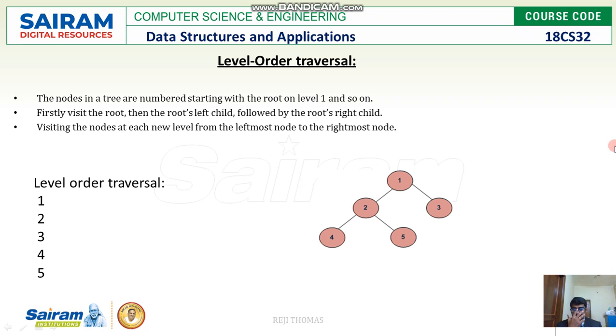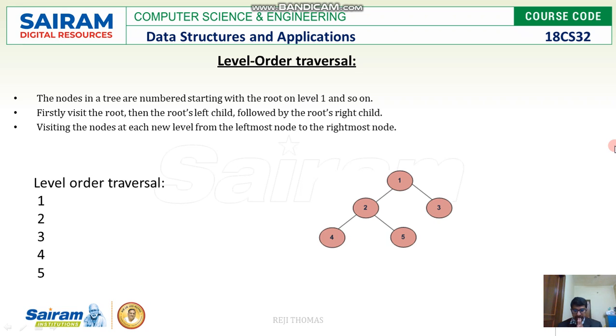So what we do is every node is numbered starting with 1. Obviously the root is going to get the first number, which is 1. First you have to visit the root. Once you are done with that, you have to visit the root's left child followed by the right child. So this you have to complete for all the nodes. This kind of traversal is known as level order.